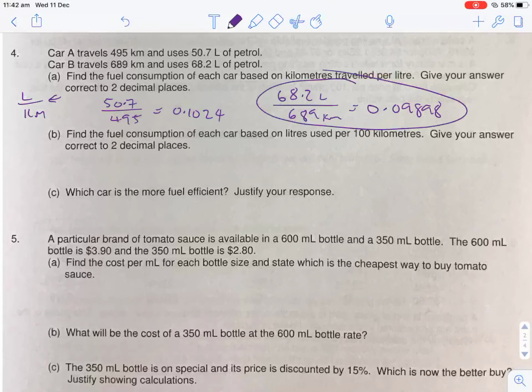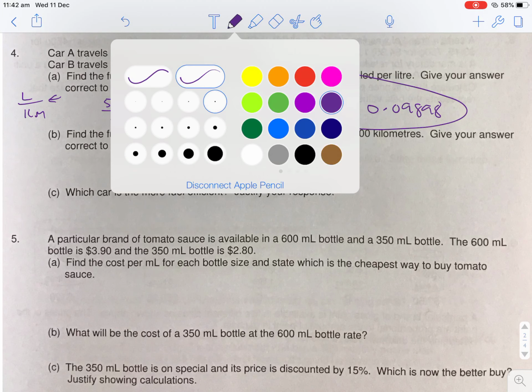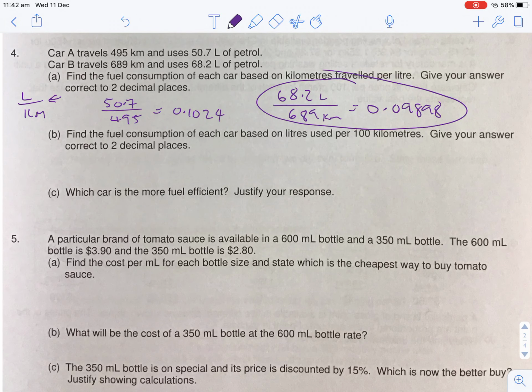Now they seem to give this fuel consumption to the nearest 2 decimal places, and I did not actually do that in my final answer, so let's just complete that. So this would be 0.10. Hopefully you'll remember, if I'm rounding to 2 decimal places, then I'm checking the third decimal place to see whether I'd go up or down. If my third decimal was 5 or more, I'd round the second number up. If my third place is 4 or less, then I'm going to leave that second decimal as it is. So at the moment, I'm going to be leaving that as 0.1.